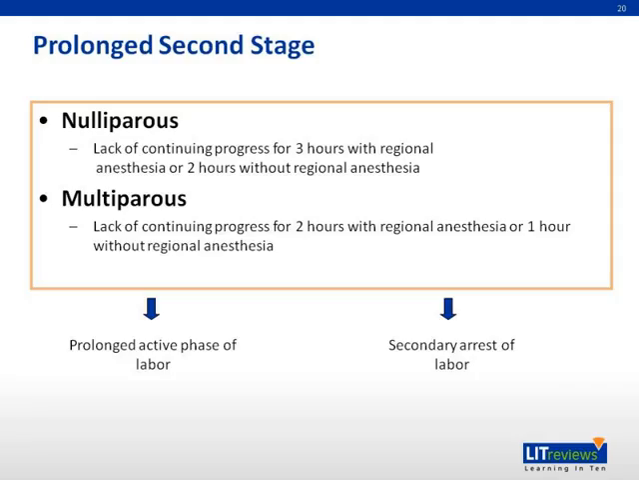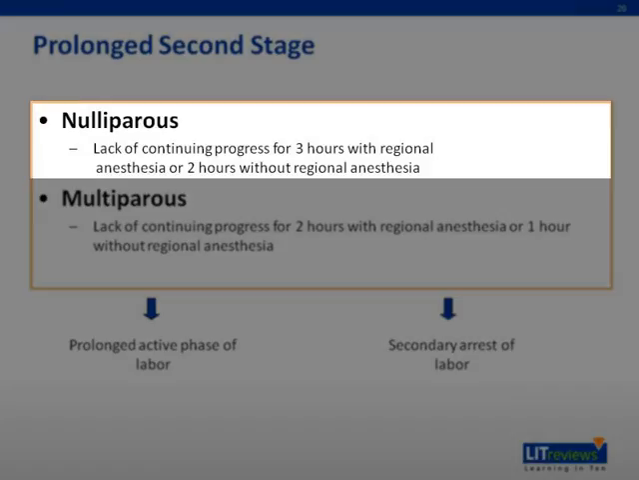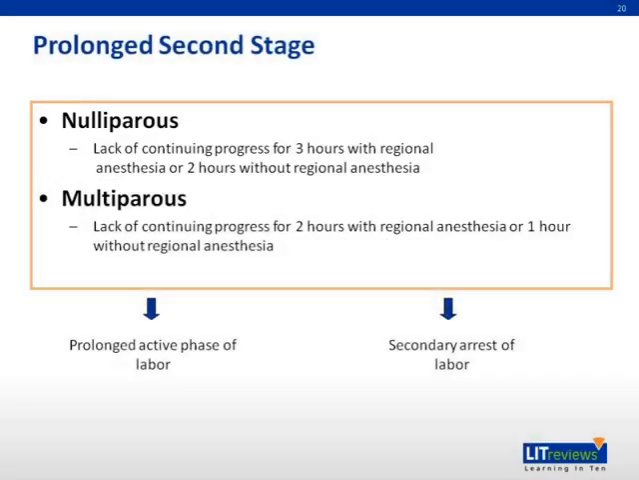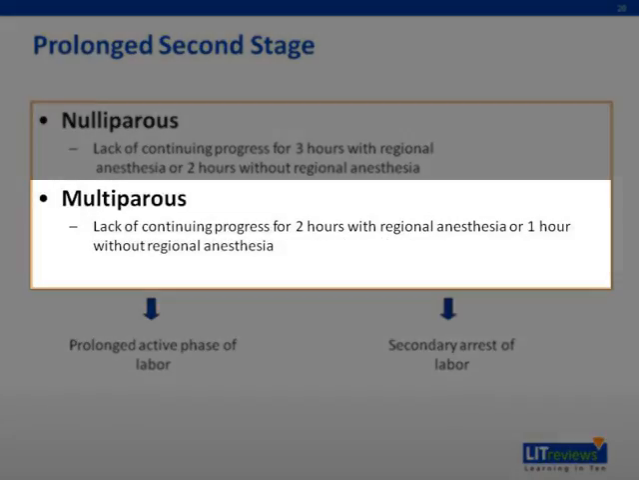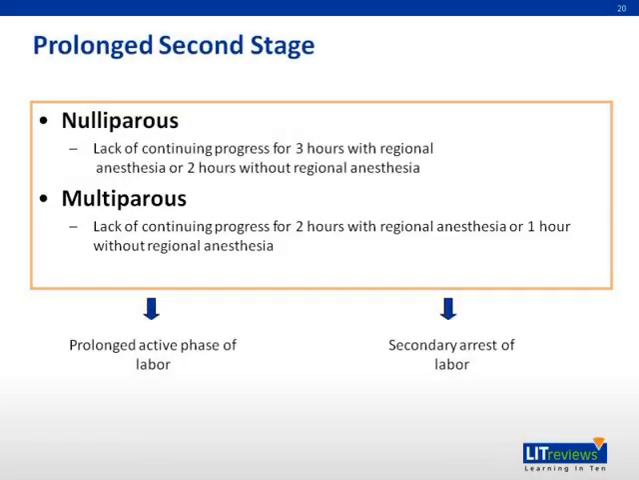Prolonged second stage of labor is defined as lack of continuing progress for 3 hours with regional anesthesia or 2 hours without regional anesthesia in a nulliparous lady, or lack of continuing progress of 2 hours with regional anesthesia or 1 hour without regional anesthesia in a multiparous lady. This can be differentiated into prolonged active phase of labor or secondary arrest of labor.